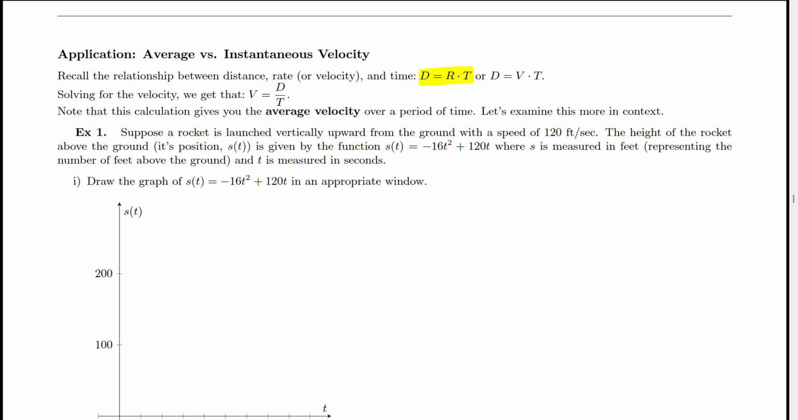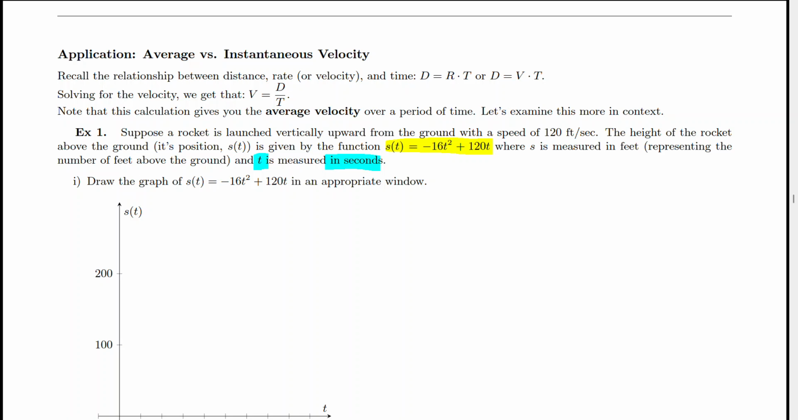So it says, suppose a rocket is launched vertically upward from the ground with a speed of 120 feet per second. The height of the rocket above the ground, meaning its position, they're calling position in this problem S of t. So the position S of t is given by the function S of t equals negative 16t squared plus 120t. And I'm being told that S is in feet, representing the number of feet above the ground, and t is measured in seconds in this problem.